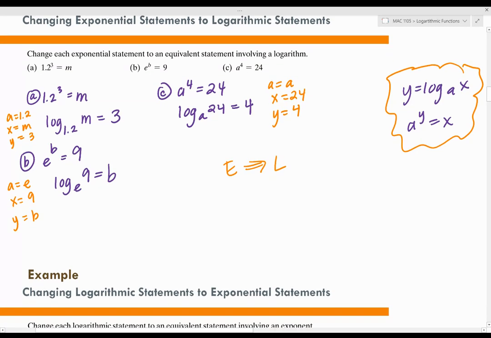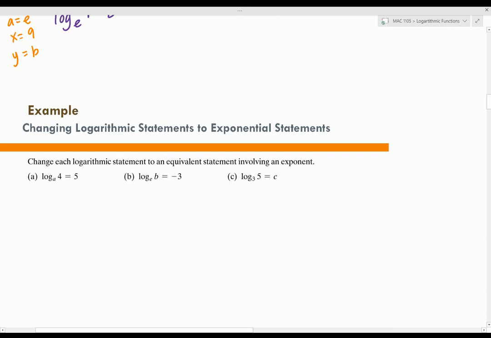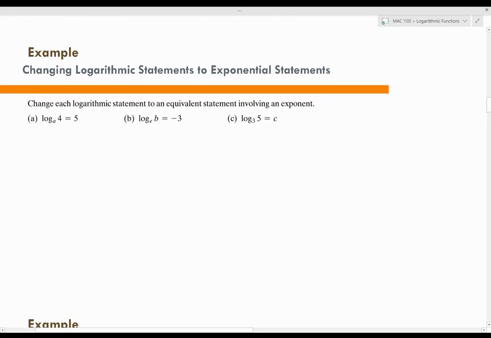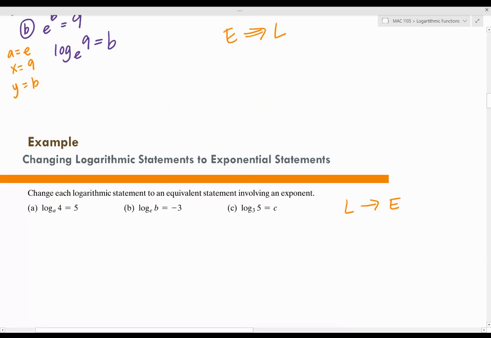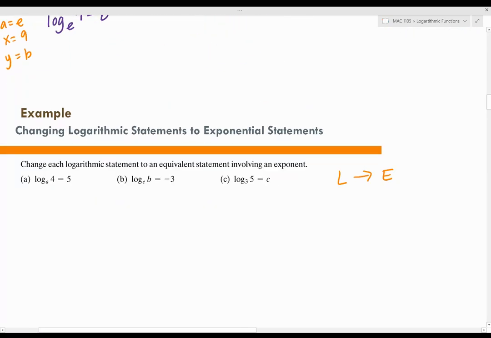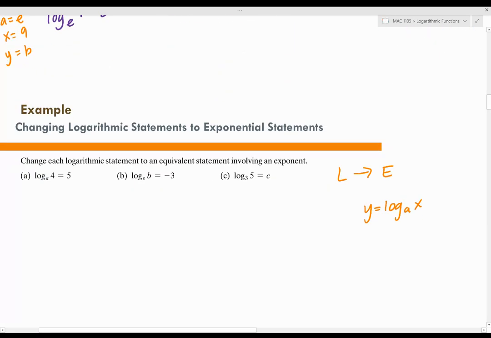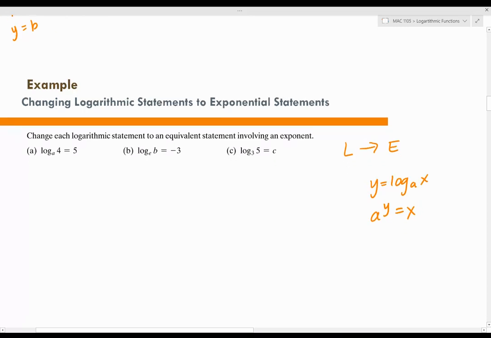Let's look at a second set of examples where we're going to go in the reverse order. These say change each logarithmic statement to an equivalent statement involving an exponent. So this time we're going from log form to exponential form. Let me write the rules for you again. All right, and a to the y equals x. So remember, those are our two forms.